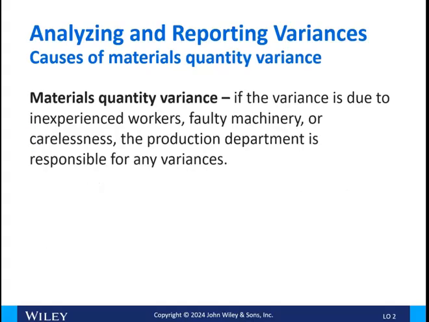Materials quantity variance. If the variance is due to inexperienced workers, faulty machinery, or carelessness, the production department is responsible for any variances. So the purchasing really is the price. The production department is more of the quantity because they're the ones taking the raw materials and turning it into finished goods.